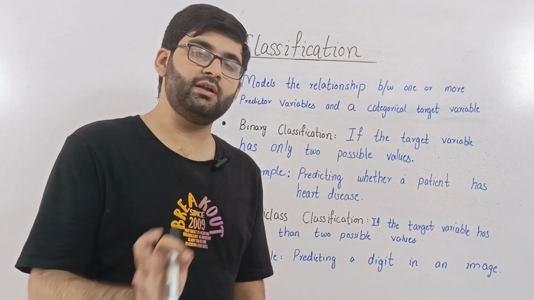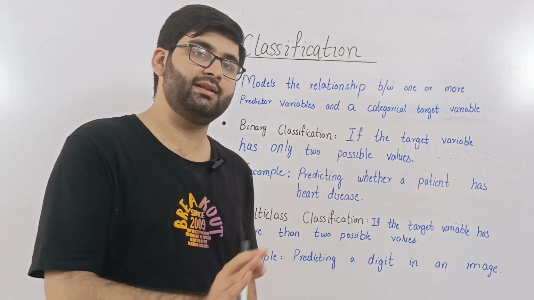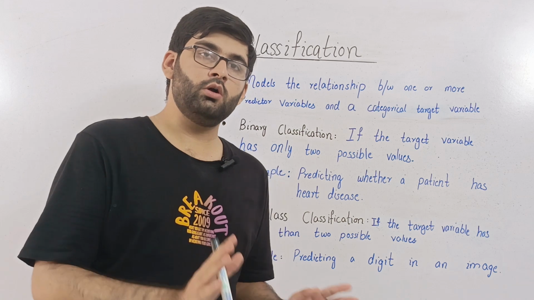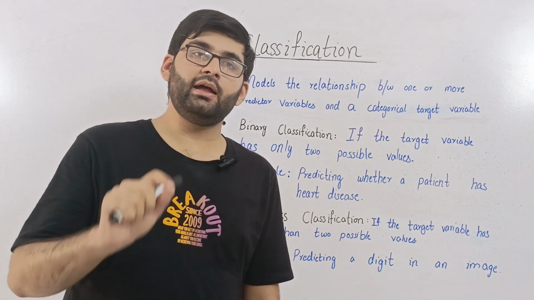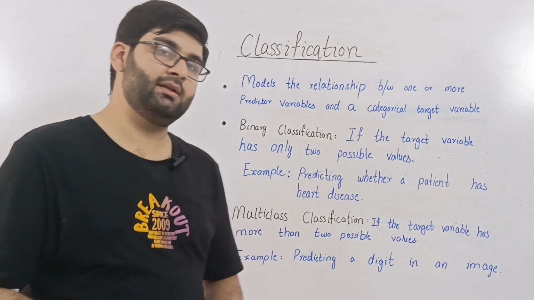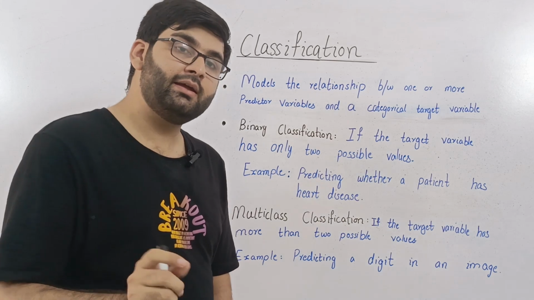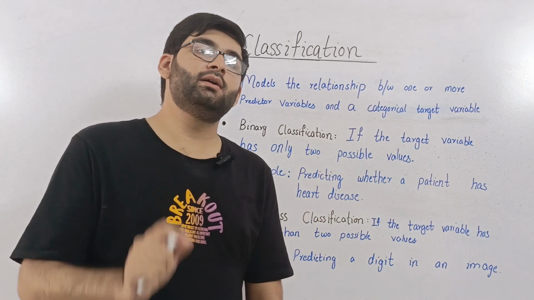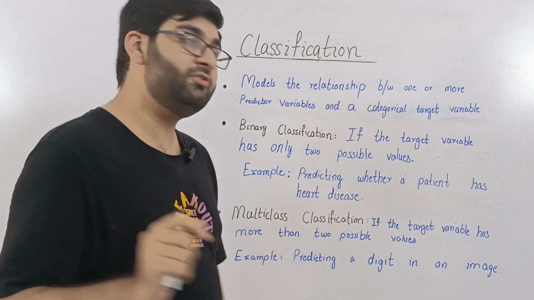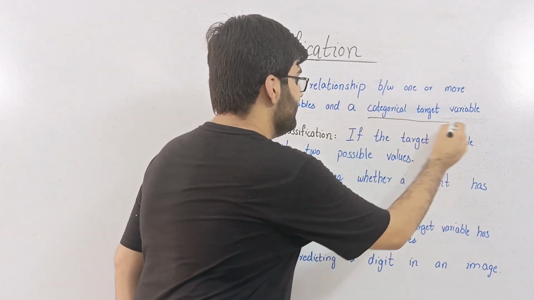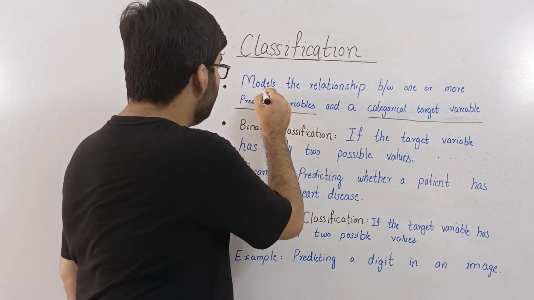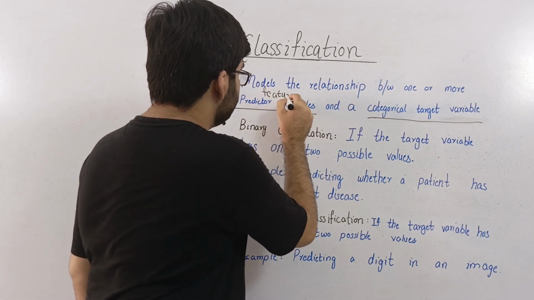Classification is one of the fundamental concepts in machine learning. It models the relationship between one or more predictor variables and one target variable. The predictor variable can be either numeric or categorical, but the target variable must be a categorical variable. The predictor variables are also called features.